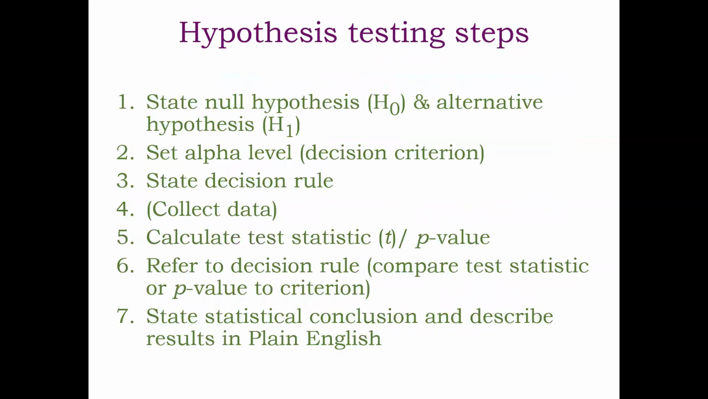Here are our hypothesis testing steps. First, we state the null hypothesis and alternative hypothesis. We set the alpha level or decision criterion. We state our decision rule, collect the data, calculate our test statistic, t or Z or whatever, which corresponds to a p-value. We refer to our decision rule, which is usually reject the null hypothesis if p is less than 0.05. And then we state our statistical conclusion, which is reject the null hypothesis or fail to reject the null hypothesis. And we describe the results in language anyone can understand.